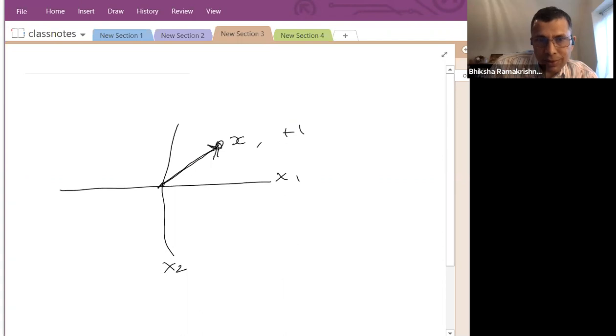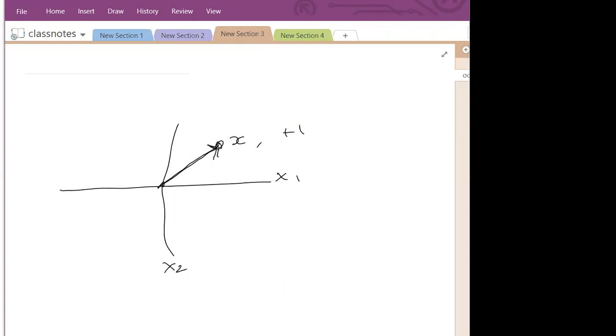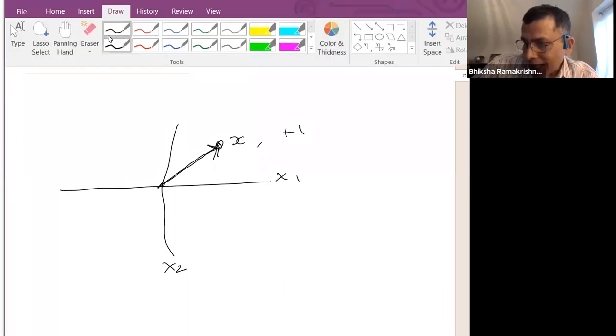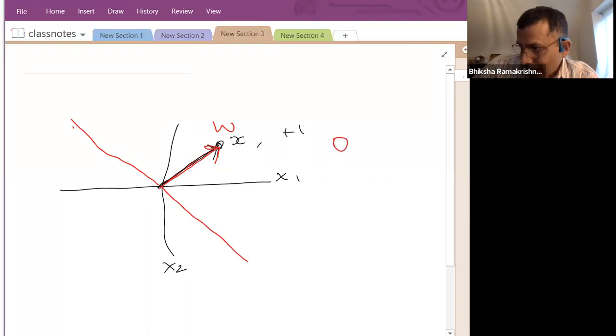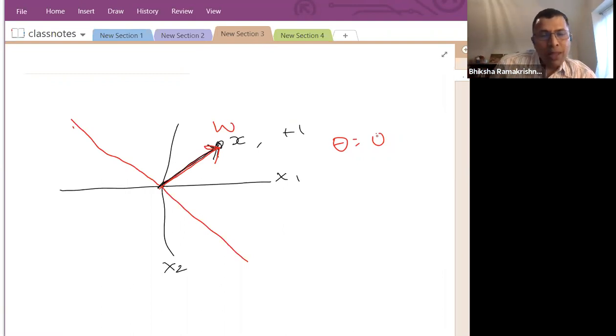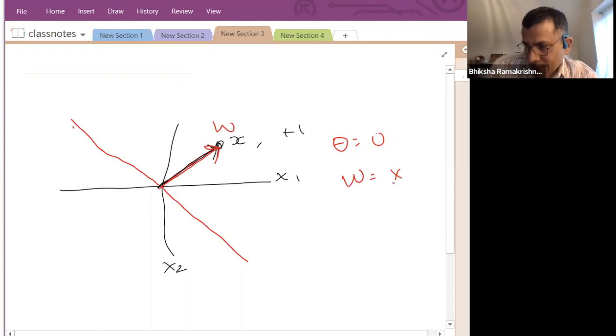If the weight points exactly to that direction, I think that would be... Exactly. You want the weight to be pointing exactly in this direction. That's when you're going to get the boundary like so, and theta is 0. You want x to align with the weights. That's the best case for x being on the correct side of the plane. Make sense to everyone? So you want w equals x.